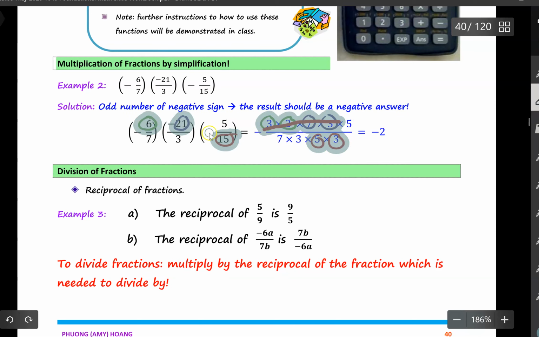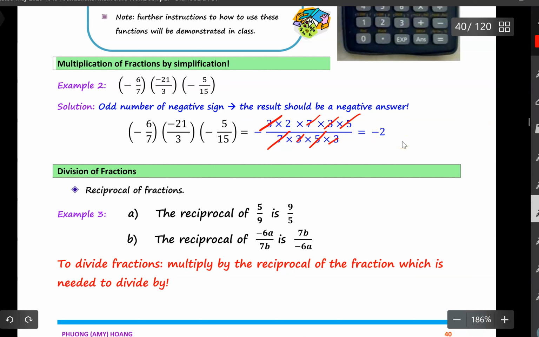So let me clear that. Okay, so now I'm going to pick the same one to cancel out. So this 3 cancels with this 3, 7 cancels with 7, 3 cancels with 3, 5 cancels with 5. So what do I have left? I just have negative 2 left. So just 2, register the negative at the front, I have a negative 2.